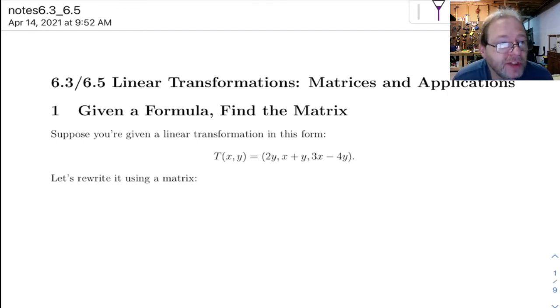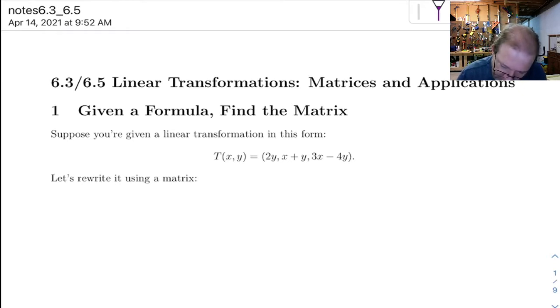All right, we're going to look at 6.3 and 6.5 together. The reason is 6.5 has some interesting stuff about transformations of the plane to itself, which is useful for computer graphics type stuff. And 6.3 is a little more theoretical stuff, and rather than doing all the theoretical and then the computer graphics stuff, I want to mix them in together. So first up, let's look at this.